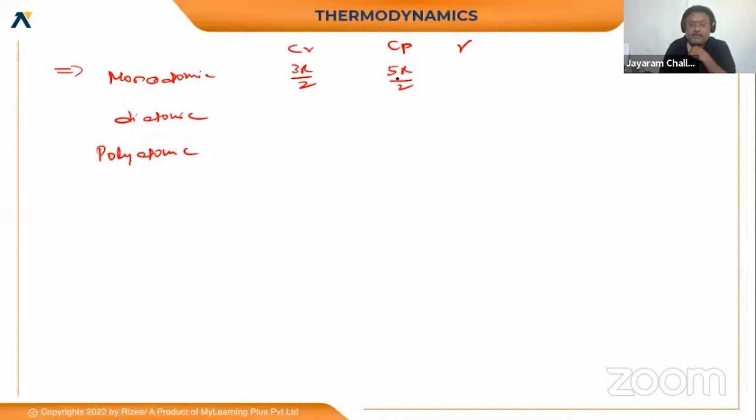Cp by Cv, if you write it, what is it? That is 5 by 3. So 5 by 3 can also be written as 1.67. Please be careful of this one. Yes, 5 by 3. If somebody needs the previous page, please check it once.